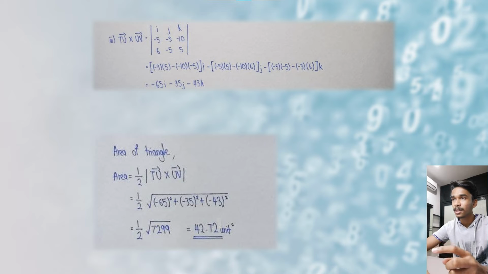Now we have found the product of vector TU and UV. We can just substitute the value into the formula of area of triangle. Once we did that, we can get the answer for the area of triangle TUV, or the area of the front face of the roof, which is 42.72 units square.